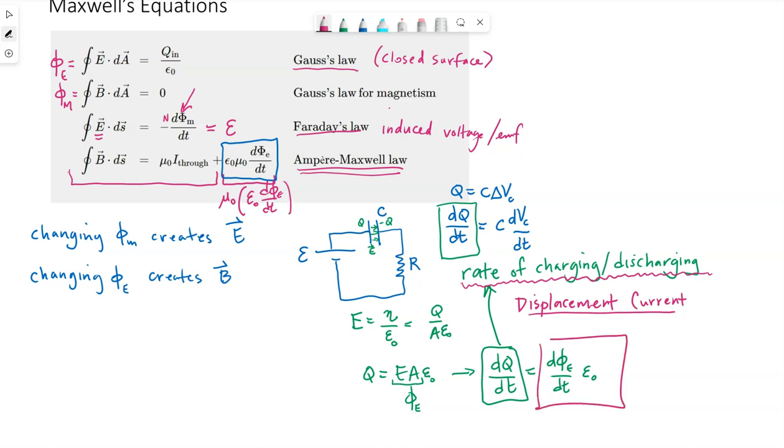That's what we just saw down here, is that the rate at which the charge changes is our constant epsilon naught times d phi dt. So ultimately what we see is that electric fields and magnetic fields go hand in hand. If we have a changing magnetic field, then we create an electric field. If we have a changing electric field, we create a magnetic field.